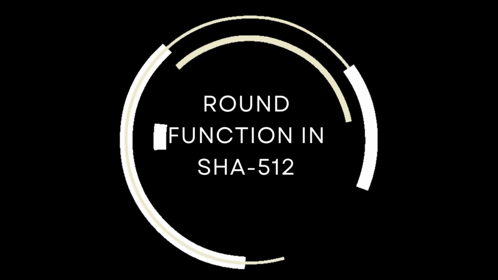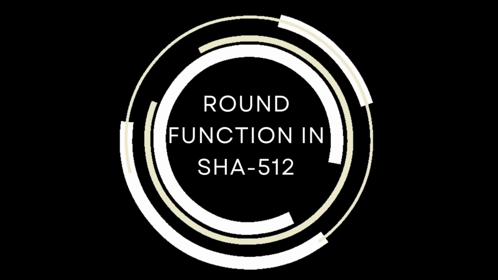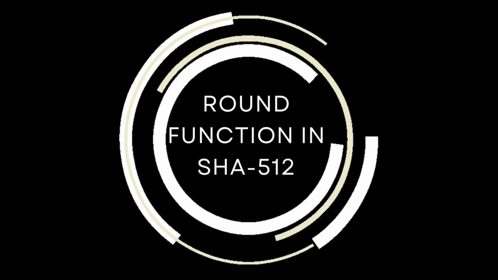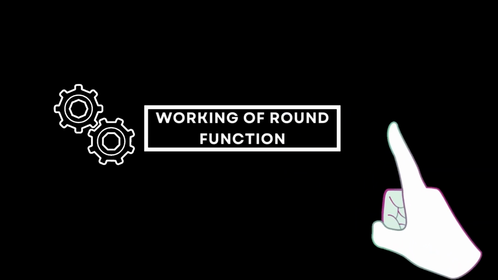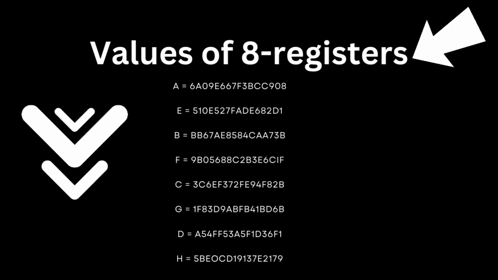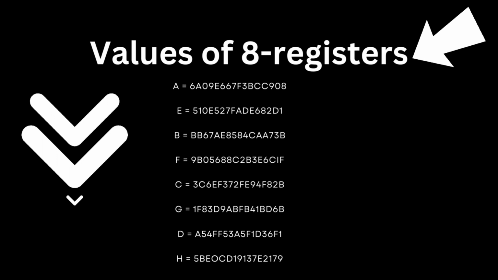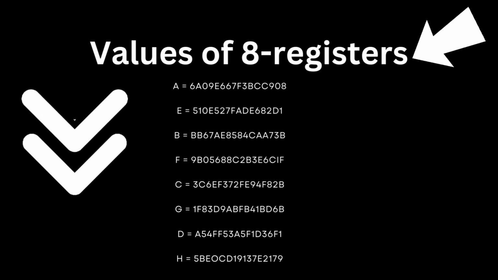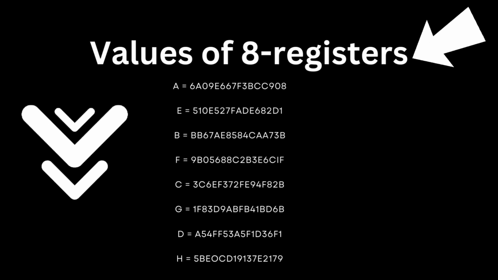The round function in the SHA-512 algorithm is a crucial component responsible for transforming the input data through a series of operations into the final hash output. Let's break down its key elements and operations. The first step is initialization. Each round begins with the initialization of variables representing the state of the algorithm. These variables, A, B, C, D, E, F, G, H, hold intermediate results and are updated throughout the round.